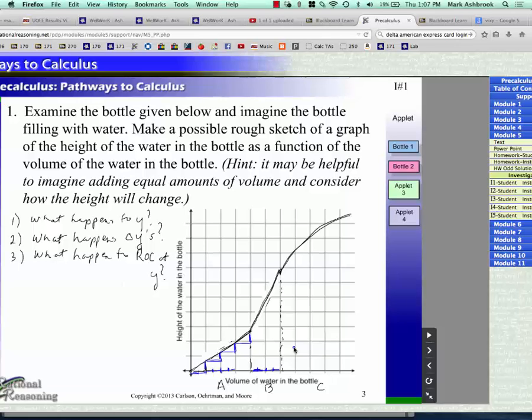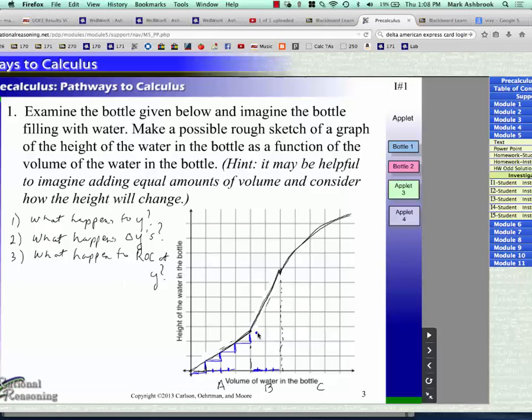The height is clearly increasing. As x increases, sure, y is going up. But I'm asking about the changes. Those changes stay the same. So for equal changes in x, we're getting a consistent change in y. Therefore, in part A of the bottle, now what kind of rate of change do we have? Constant rate of change.